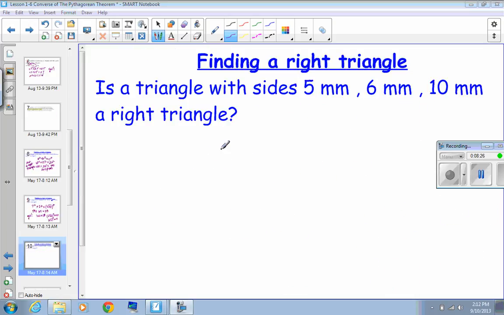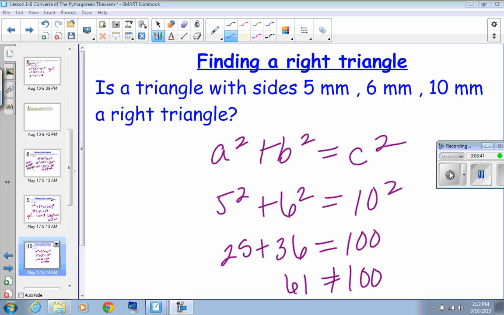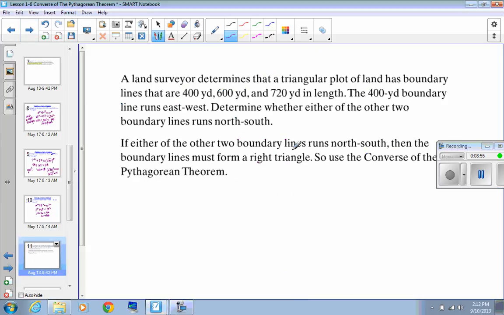Go ahead and try this one on your own, plugging in 5, 6, and 10 into the Pythagorean theorem to see if it's a right triangle. So you should have plugged in 5 squared plus 6 squared equals 10 squared, 25 plus 36 equals 100. 61 does not equal 100, so this is not a right triangle.